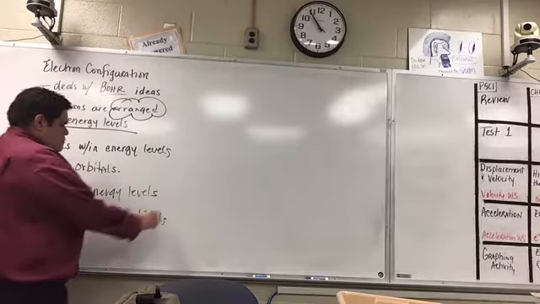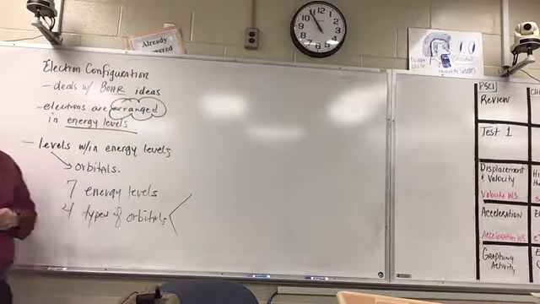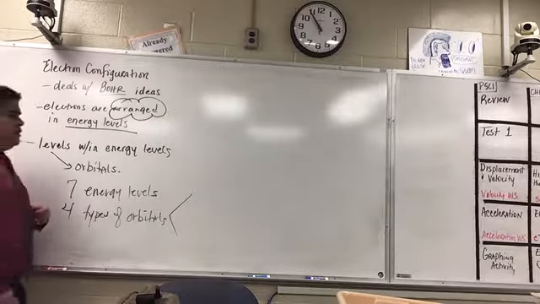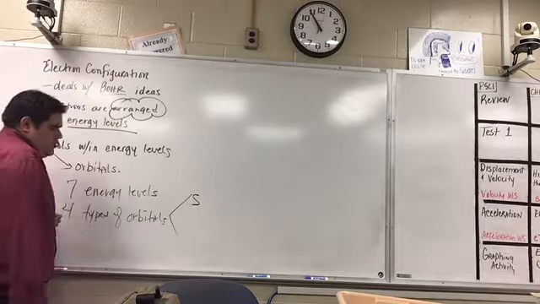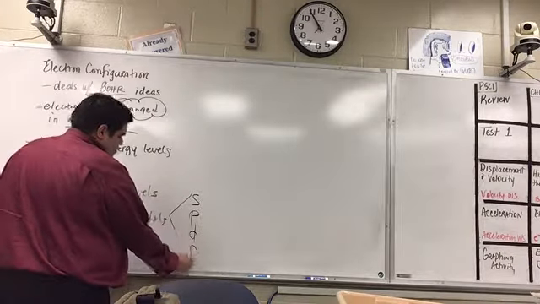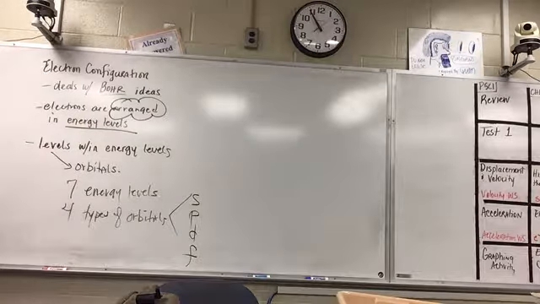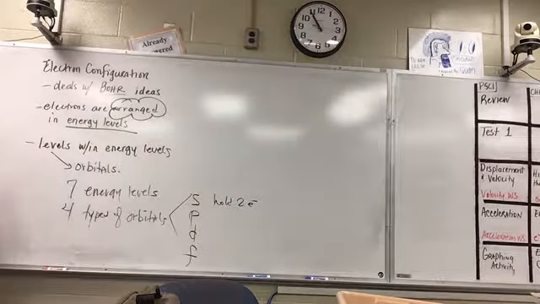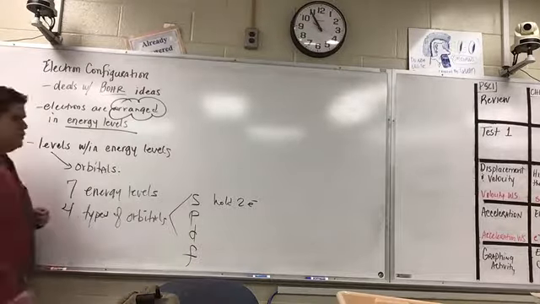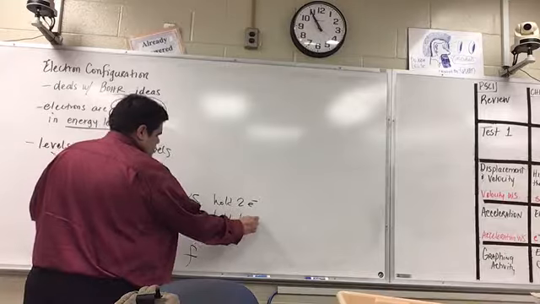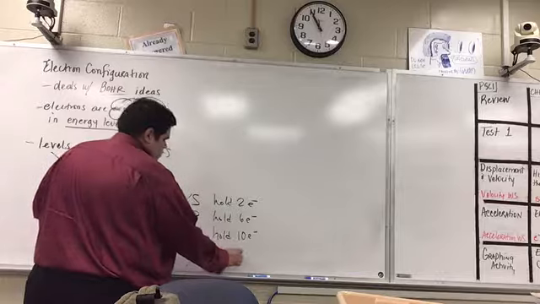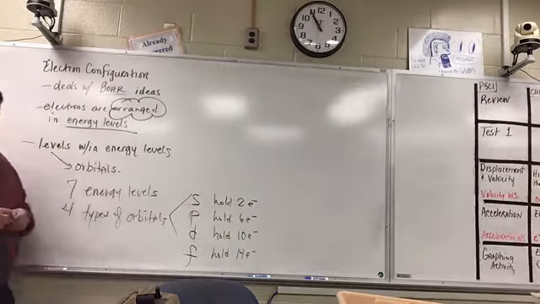But first of all, let me give you the 4 types of orbitals, okay? Because that's where the configuration comes into play. These are the things you're going to be dealing with today tremendously. You have an s orbital, you have a p orbital, you have a d orbital, and you have an f orbital, okay? Now, the s orbital can hold 2 electrons. The p orbital can hold 6 electrons. The d orbital can hold 10 electrons. And the f orbital can hold 14 electrons.